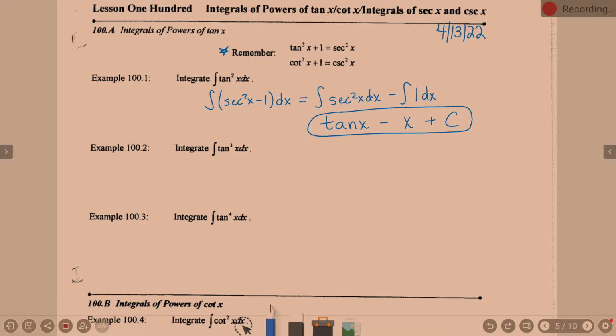Example 2. We're moving up in powers here. Example 2 is tangent cubed x. Well, thoughts based on some of the other things we've done? Well, we could break it up into tangent squared and tangent. Okay. So let's break this up. Let's see how they do this in my notes. This one is going to have more to write, sorry to say. But we're going to break this up into the integral of tangent squared x times tangent x times dx.